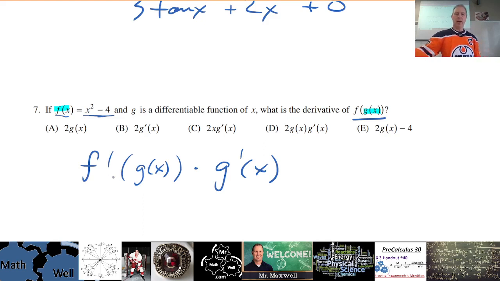So f prime of g of x. Okay, so this is f prime of x. Don't really know what g is, so g prime of x. Some of the answers have g prime of x in there, so that's kind of nice. How do I reconcile this right here?